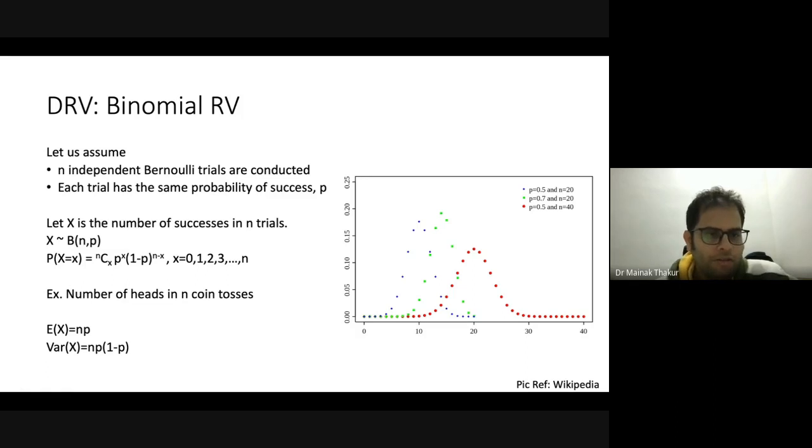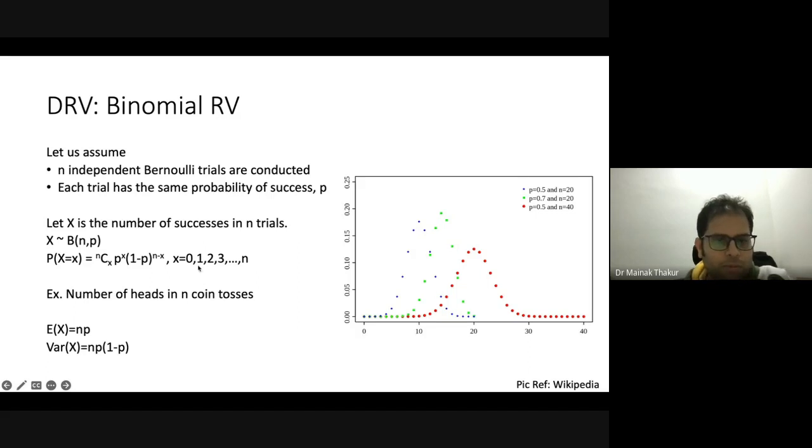So the probability of capital X equals x is given by this formula. This is the PMF of the binomial random variable: nCx, p to the power x into (1 minus p) to the power n minus x. And x runs from 0. You know how many successes can be there in n trials? It may be possible that all are failures, that means 0 successes. It's possible to have 1 success, 2 successes, 3 successes, or n successes.